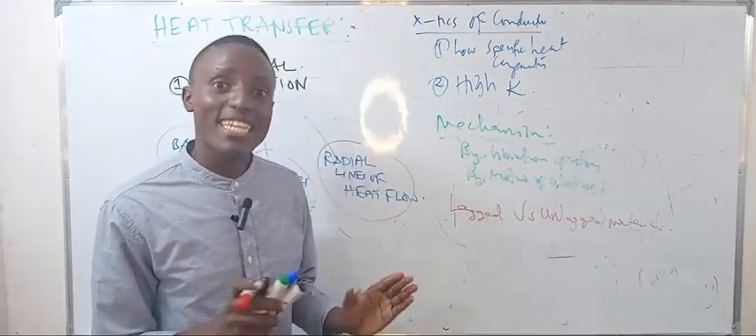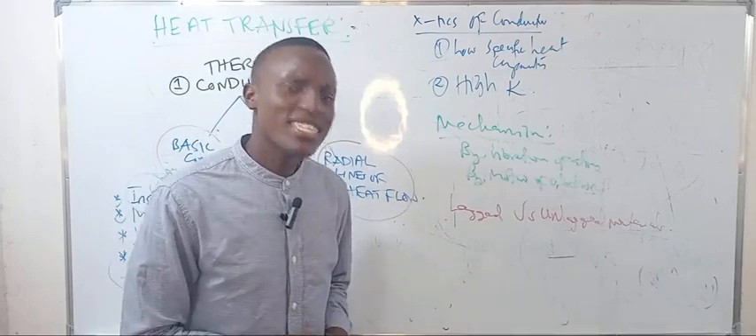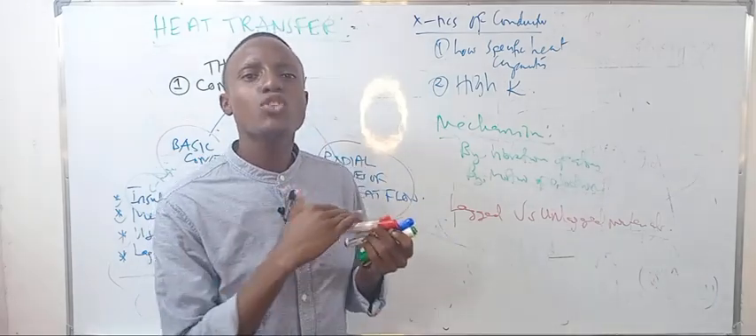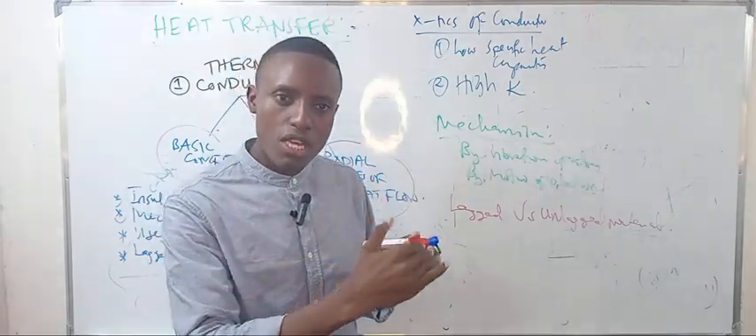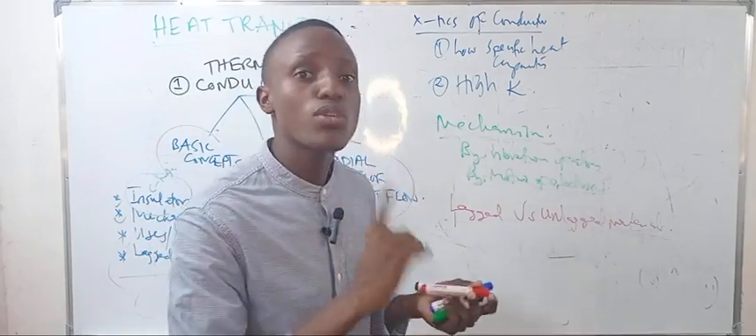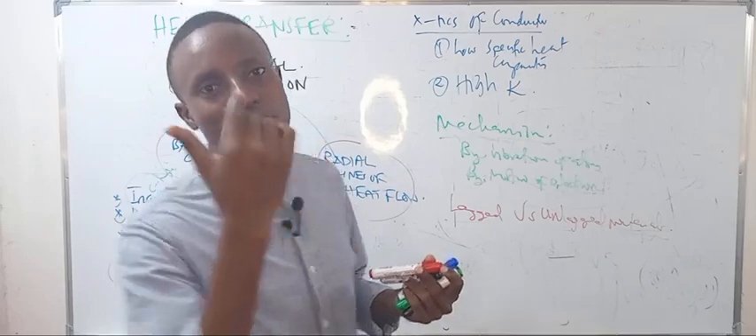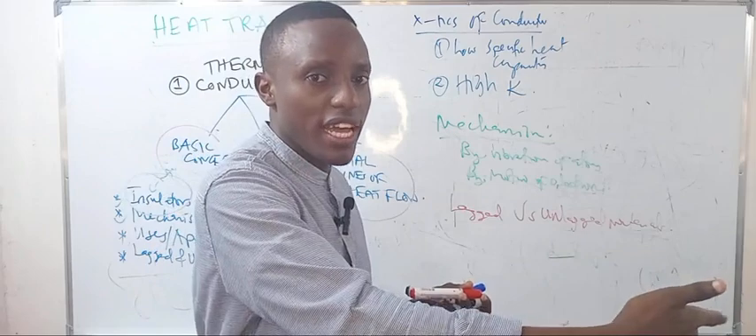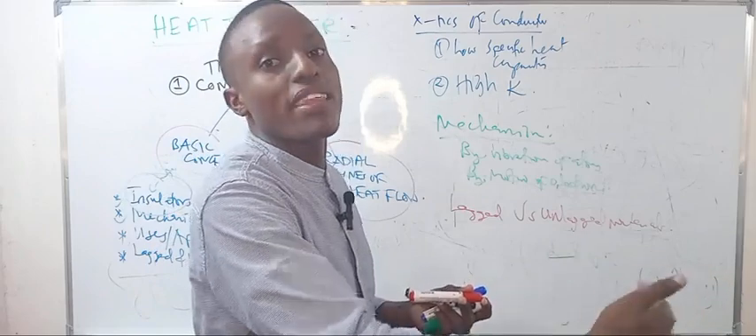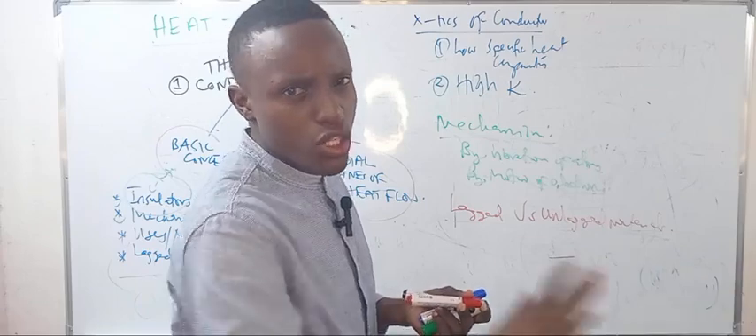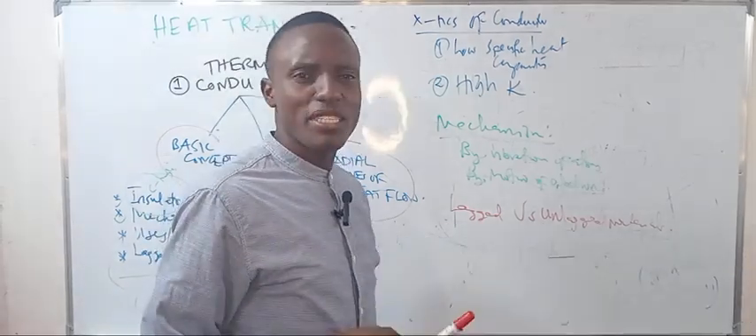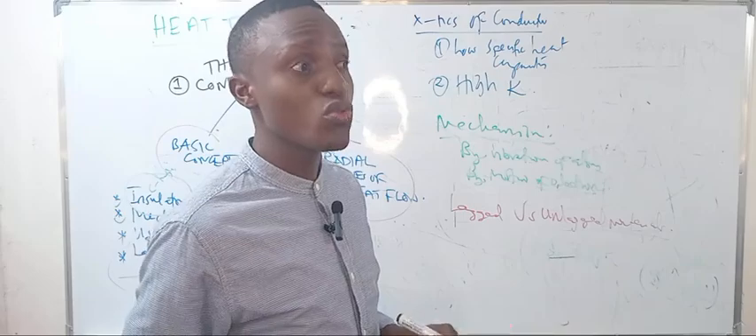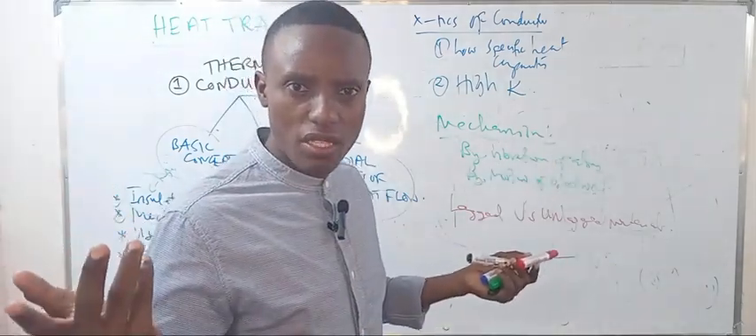Talking about the lagged material, these are materials which have been covered with insulators on their surfaces so that they do not lose their heat to the surroundings, but they still conduct heat by the vibrational motion of atoms or the kinetic energy of electrons. Unlagged material is material which has not been covered with insulators, so it tends to lose its heat directly to the environment.